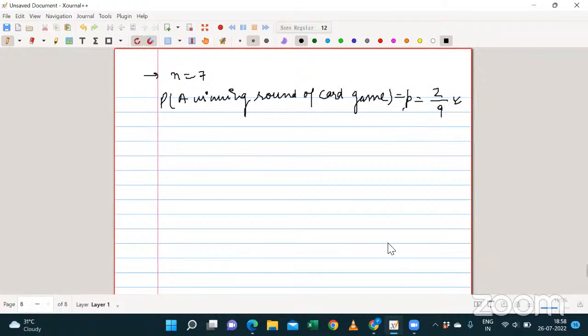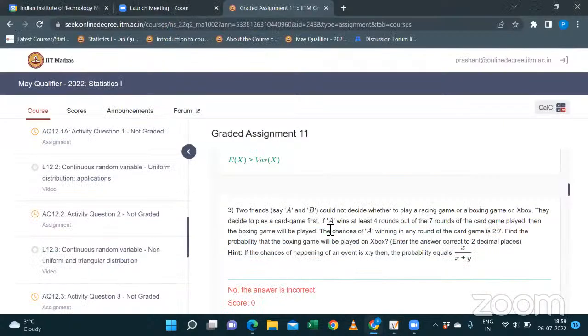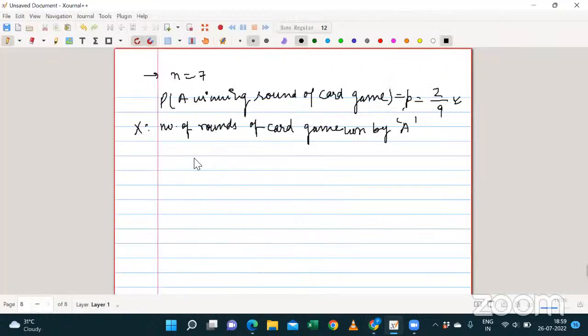Now, let X be the random variable which represents the number of rounds of card game won by A, right? 7, sir. Because if you see in the question, it's said, right? So the question is, what is the probability the boxing game will be played? So see, here I can say my X follows binomial with 7, 2/9.